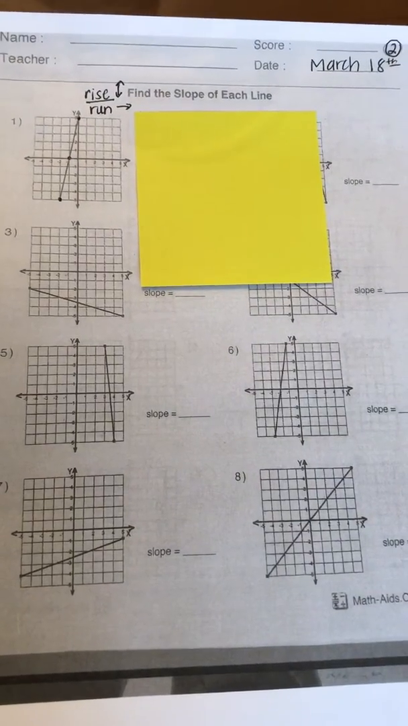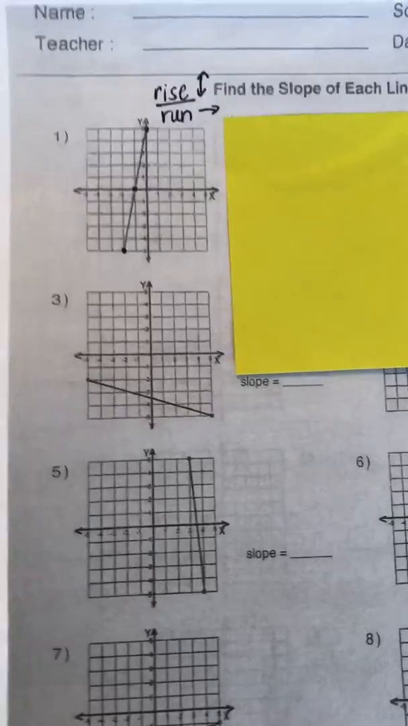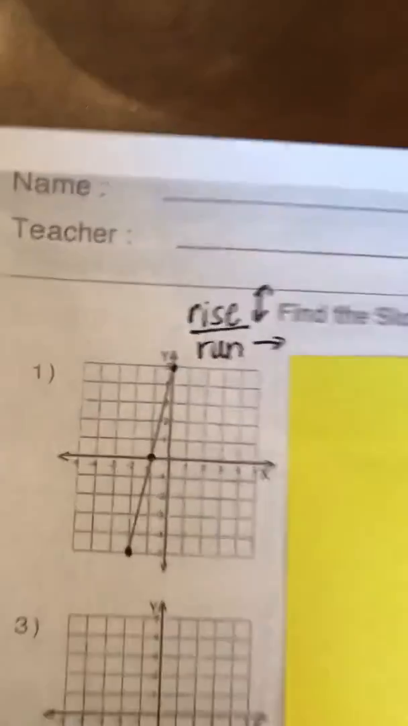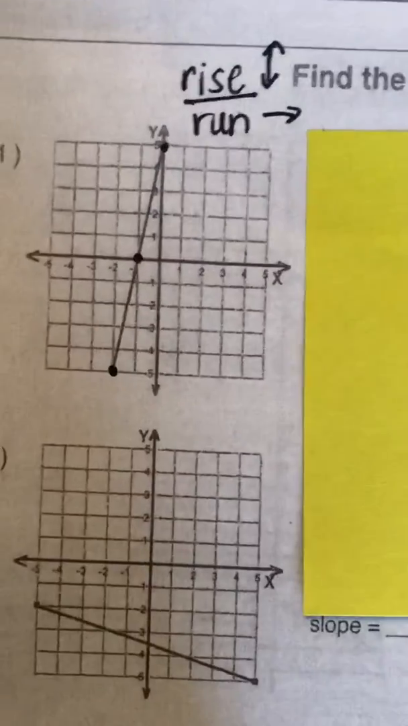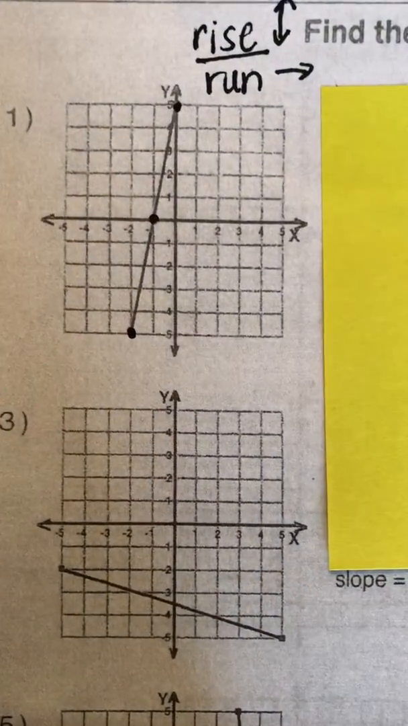To start with the March 18th worksheet here. Find the slope of each line. I want you to look at the first graph, and we'll recall that we always look at slope as rise over run. Rise is up and down, run is to the right always.